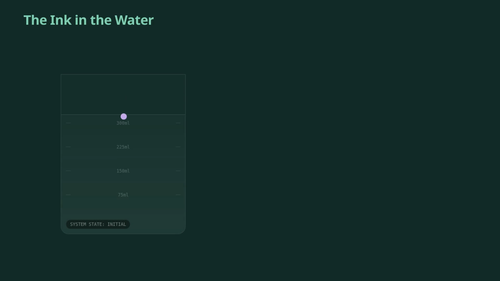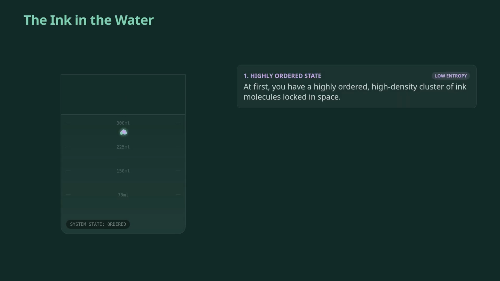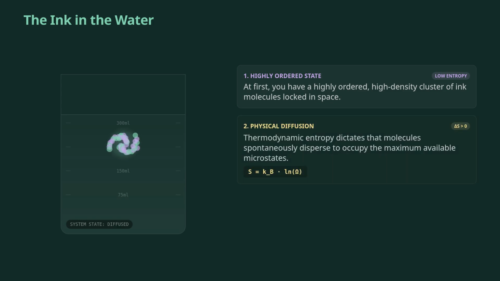Imagine dropping a single, concentrated droplet of blue ink into a glass of clear water. At first, you have a highly ordered, high-density cluster of molecules, but as time passes, thermal fluctuations cause the ink particles to collide randomly with water molecules. This is physical diffusion governed by thermodynamic entropy, spreading the ink until the glass is a completely uniform, lukewarm blue.